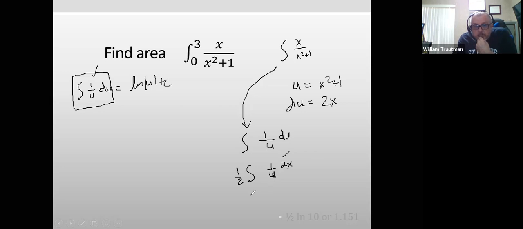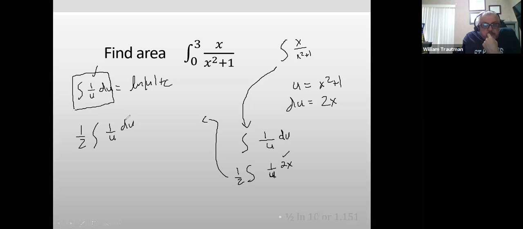So now I am integrating. I'm going to bring it up here. I'm integrating 1/2 times 1 over u du. Do you see the du is 2x and it cancels out with this 1/2? So when I do that, I end up with 1/2 times the natural log of u plus c, because this equals that.